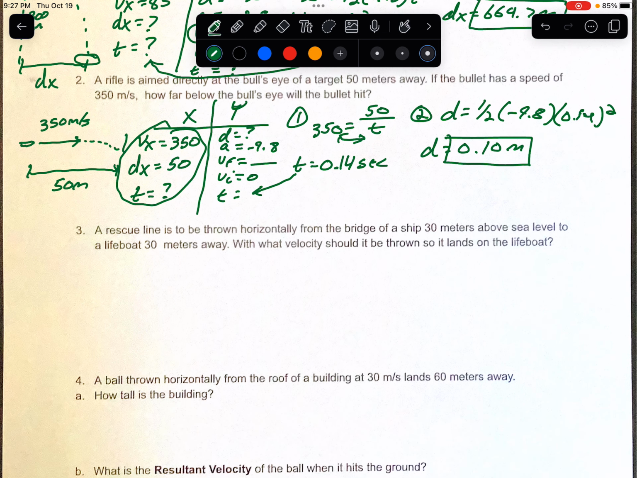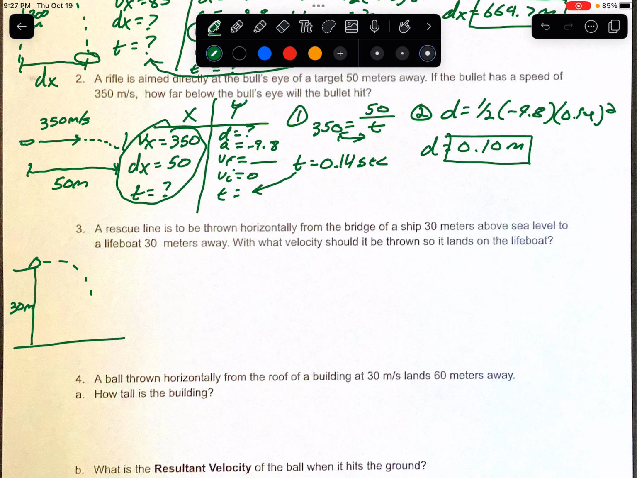Number 3, a rescue line is to be thrown horizontally from a bridge 30 meters above the sea level. Okay, so we're going to draw this out. So 30 meters above sea level, so that's our height. Our object is being thrown, and it lands 30 meters away. So that is your horizontal distance. With what velocity should it be thrown so it lands on the lifeboat? So that means what is this Vx to make sure it lands on that lifeboat?